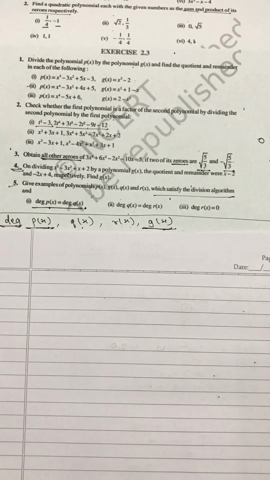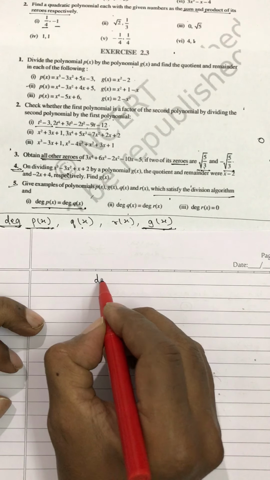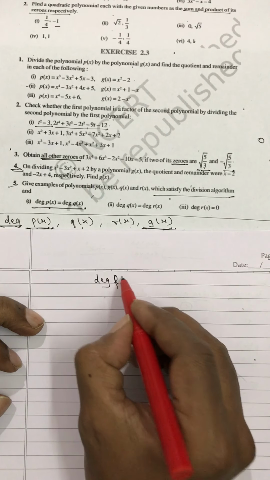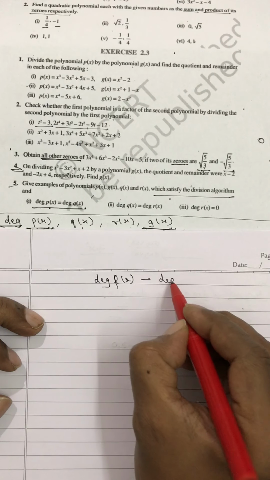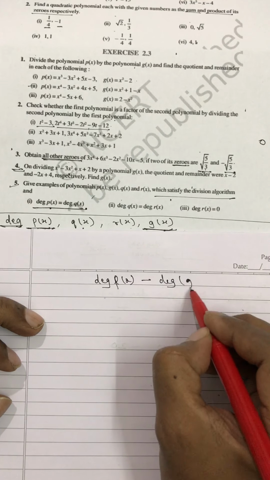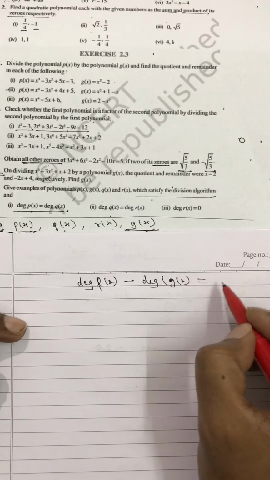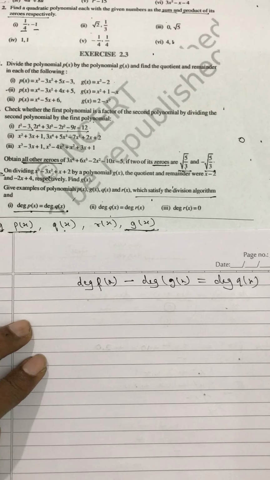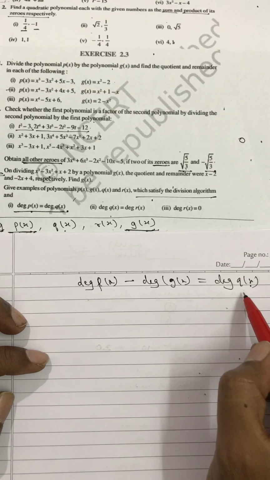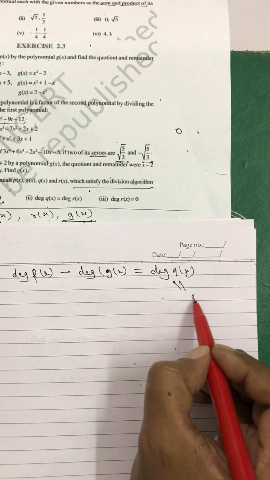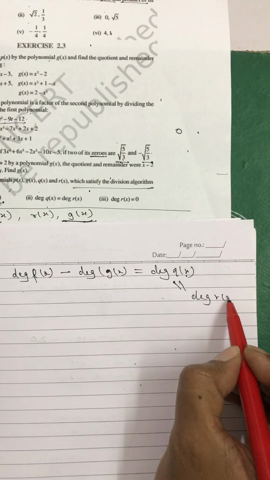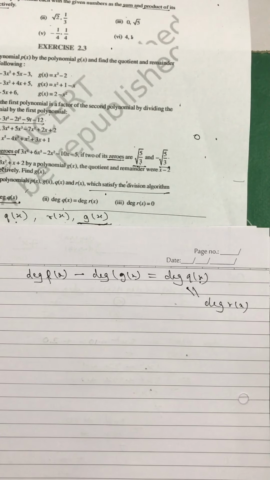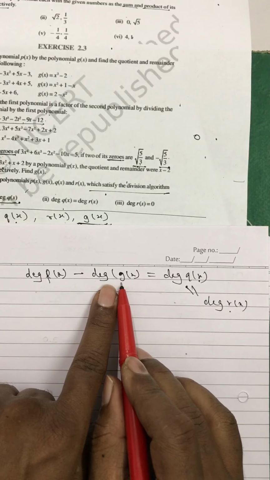Second question, if you will see, they are demanding that degree of q of x should be equal to degree of r of x. Now this is slightly different. So you know, degree of p of x minus degree of g of x is equal to degree of q of x. This is what you know. But now they are asking you the degree of q of x should be equal to degree of r of x, and degree of r of x is always less than degree of g of x.